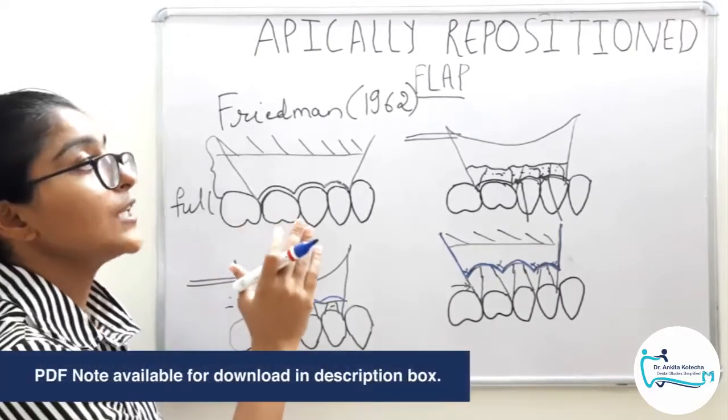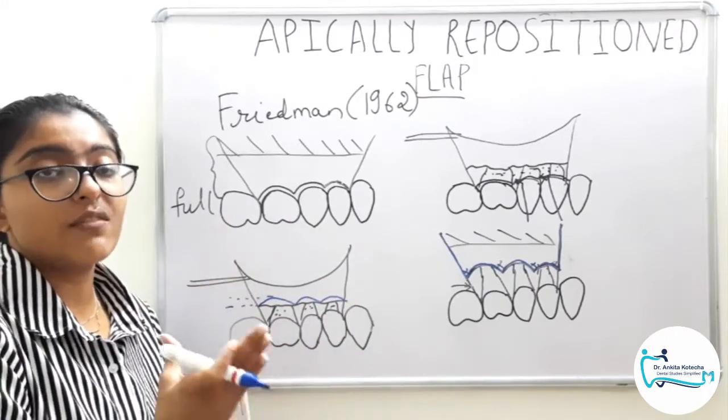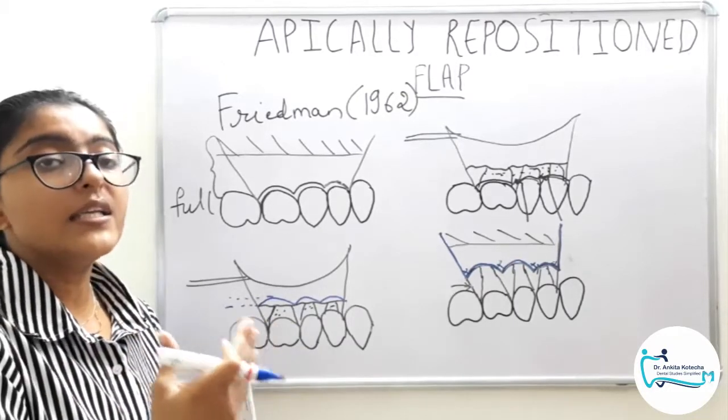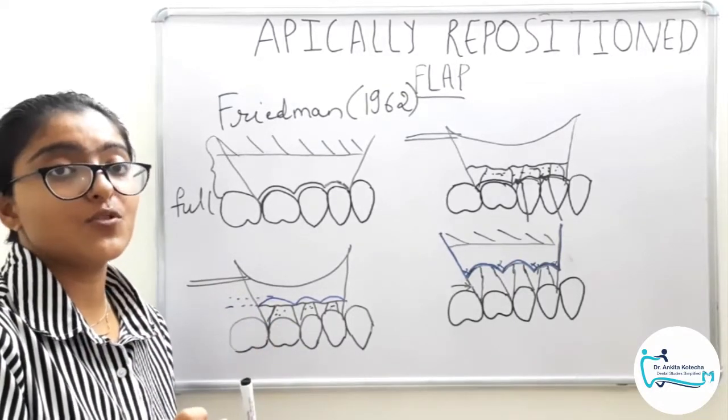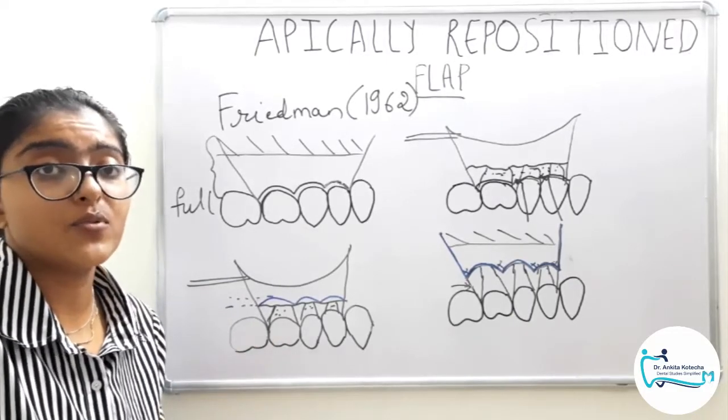The basic idea of this flap is to reposition the entire mucogingival complex, that is gingiva plus alveolar mucosa, apically so as to preserve the maximum tissue of attached gingiva. This completes the topic apically repositioned flap.